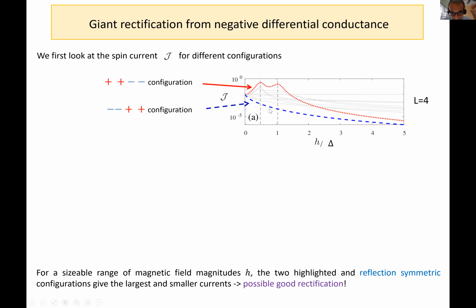And we can also see that the values of the currents are very, very different. Okay, and so we can expect a significant rectification, because on the left-hand side, this is a log scale. Okay, so it's a semi-log plot.